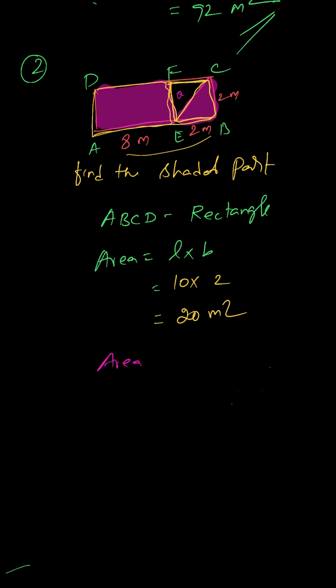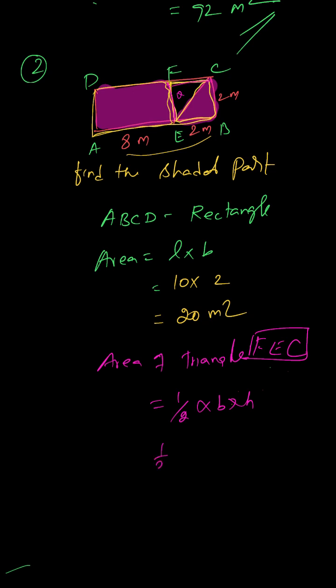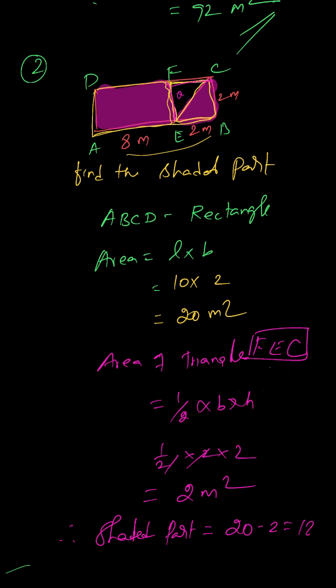So area of triangle FEC is equal to half into base into height, height 2, base 2. So it becomes half into 2 into 2, the 2s cancel, so 2 meter square. Therefore the shaded part is what they have asked. Shaded part is equal to 20 minus 2 is equal to 18 meter square. This is the answer. It's a very interesting question.